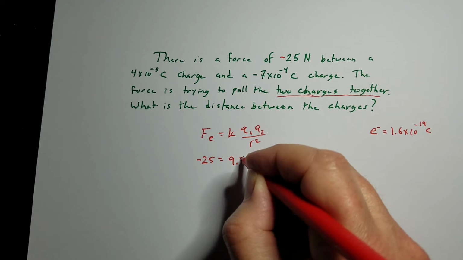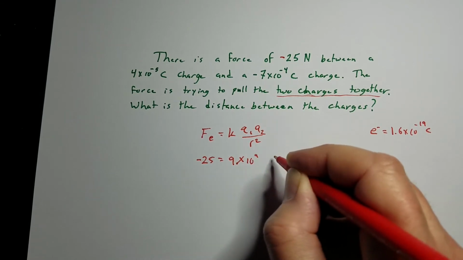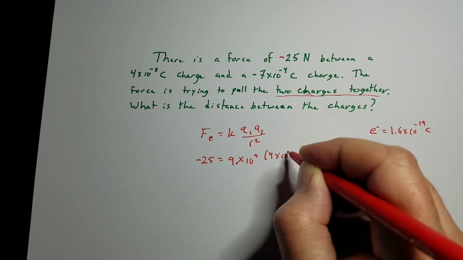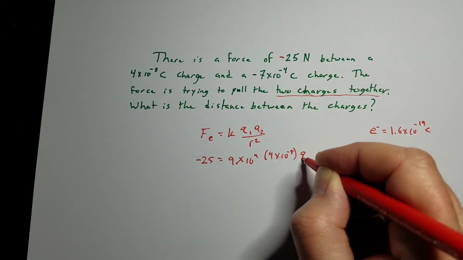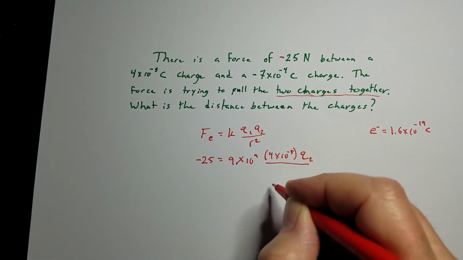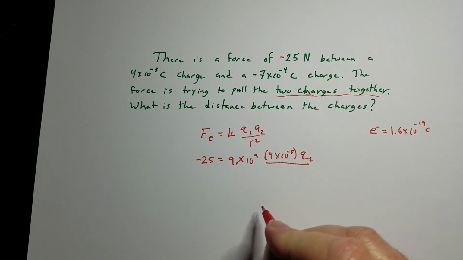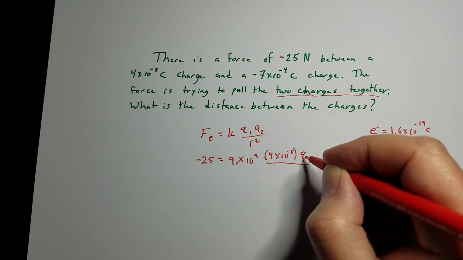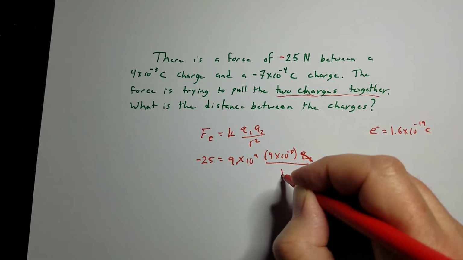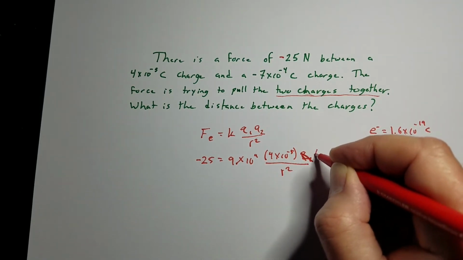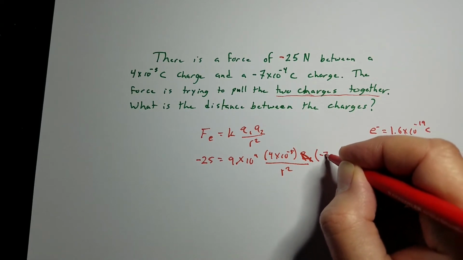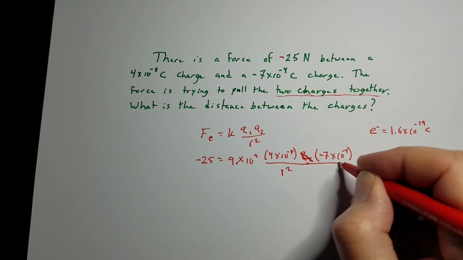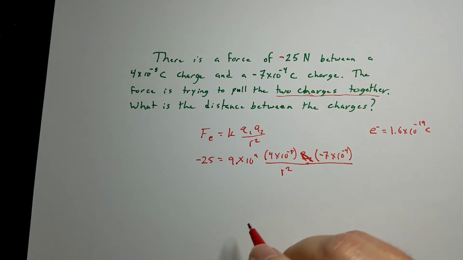K is 9 times 10 to the ninth. One charge is 4 times 10 to the minus 5. The second charge we don't know. And the distance between them, actually we do know that one. We do know that charge. We're looking for the distance between them. That charge is actually minus 7 times 10 to the minus 4th. Okay. Now we can figure things out.